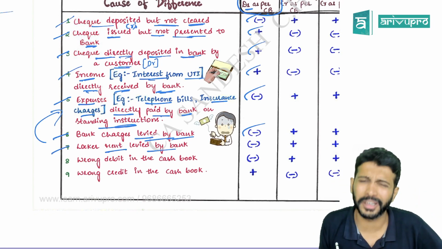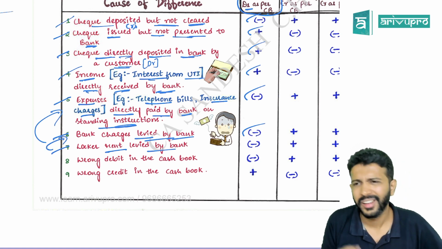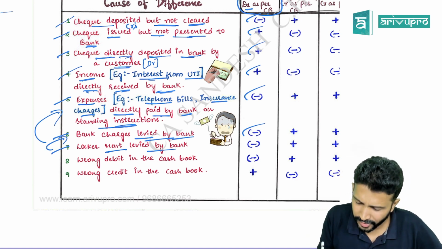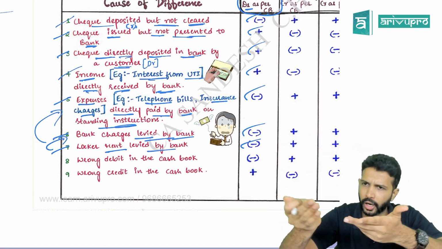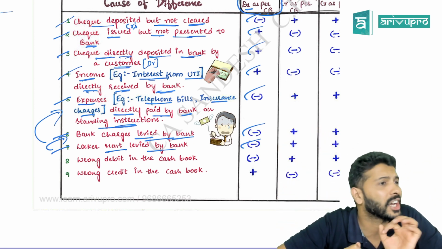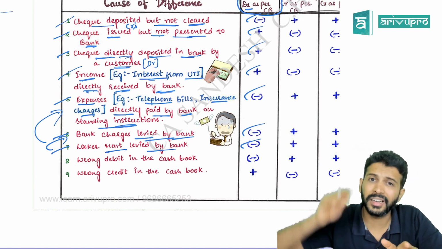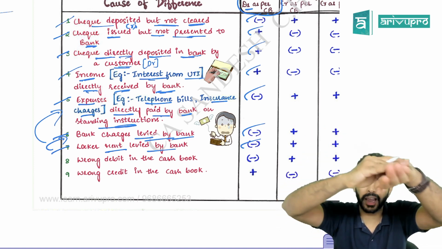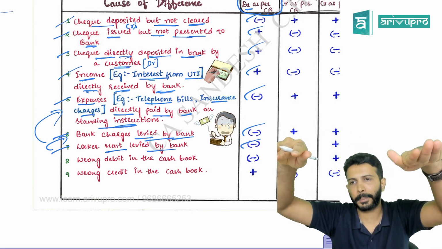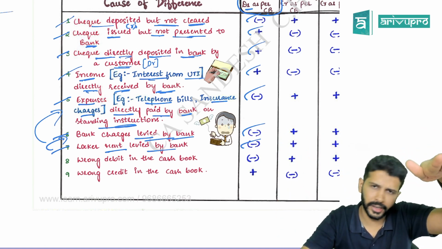Locker rent levied by the bank. Locker rent is also an expense only, no? That means the same adjustment, minus. The bank has charged you locker rent, meaning you have taken some locker facility from the bank. For that they are charging you some money. They will put the money into your bank account or take it away? Take away. So cash book, passbook. Because of this, what has happened? The passbook balance has got reduced.